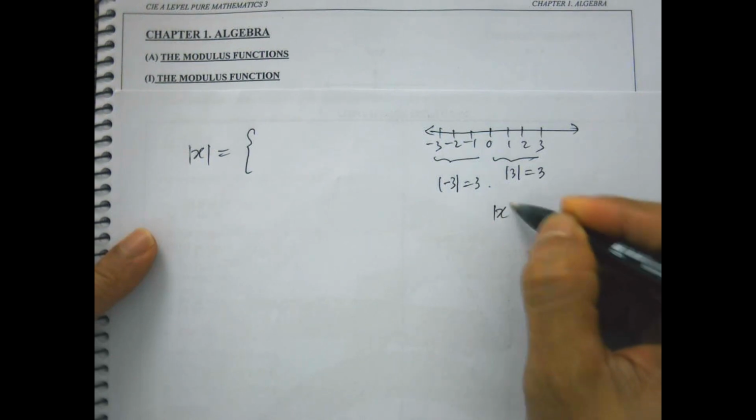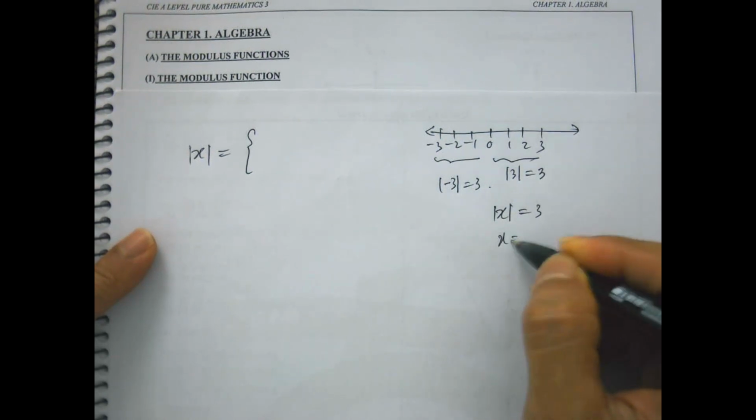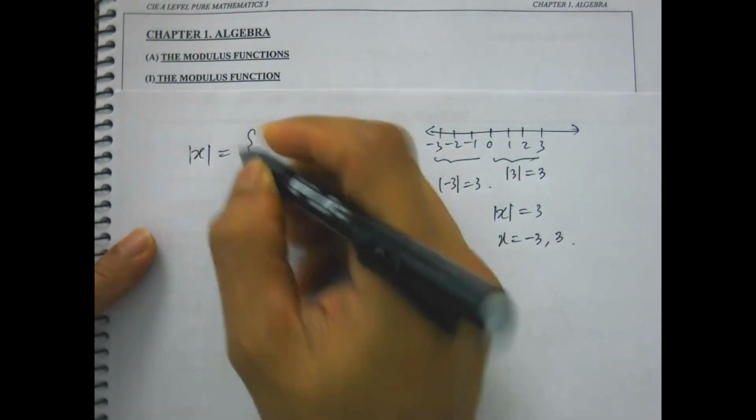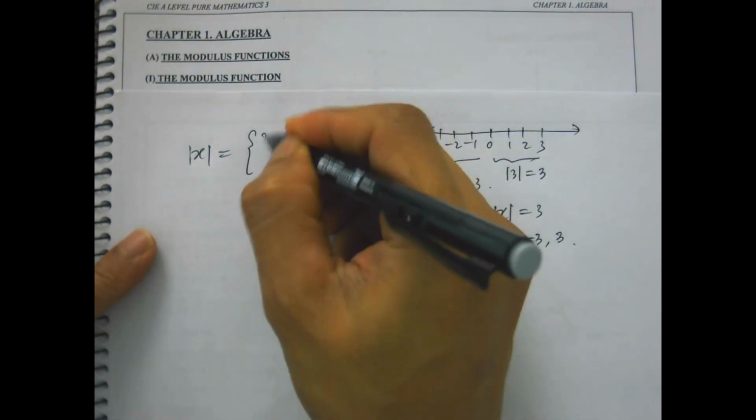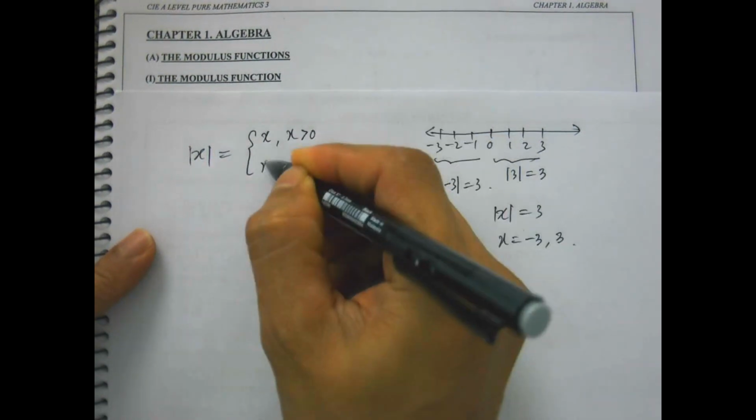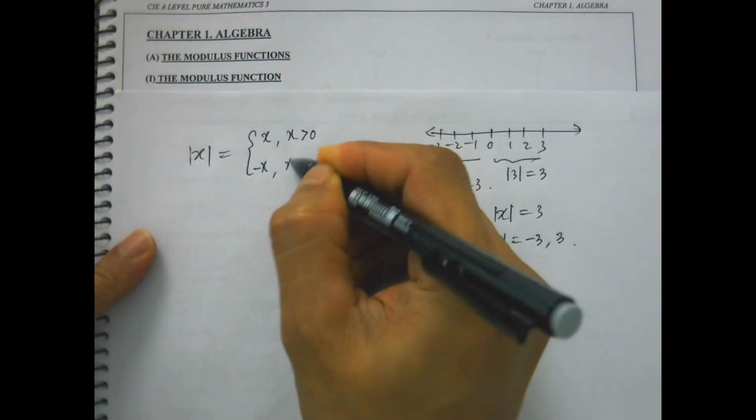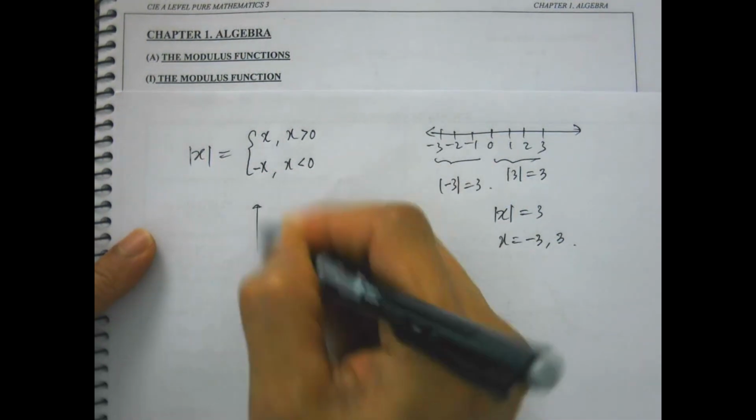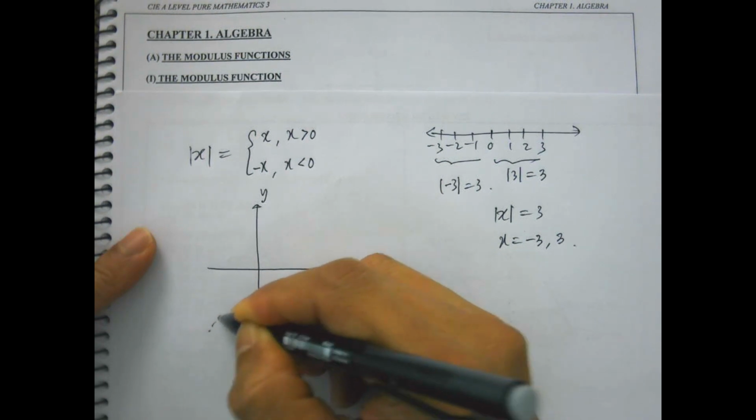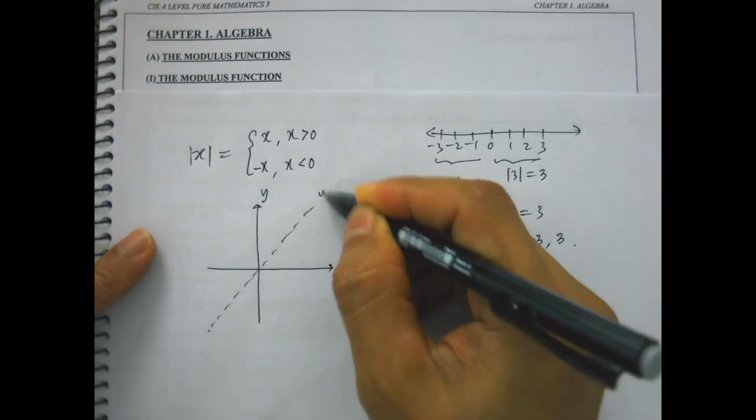So now when you have modulus x equals to 3, x can take how many possible answers? It can be negative, it can be positive. So we normally define modulus x as x for x more than 0, and negative x for x less than 0. If you sketch a graph, originally the graph of y equals to x is a slanting line with a gradient of 1. Y equals x looks like this.